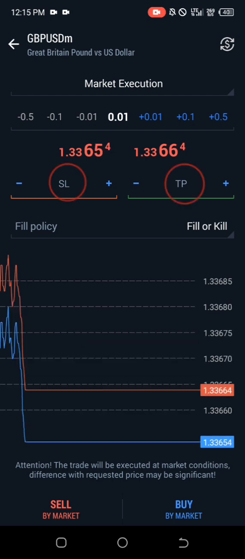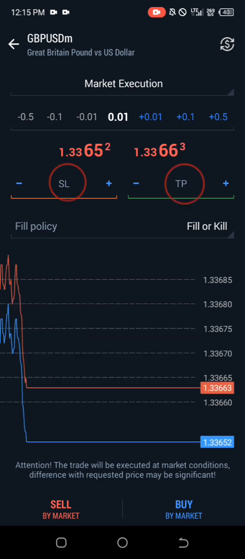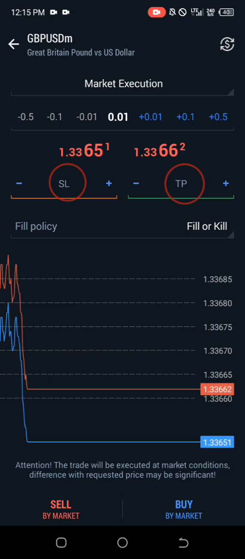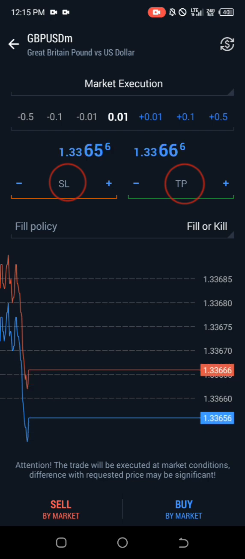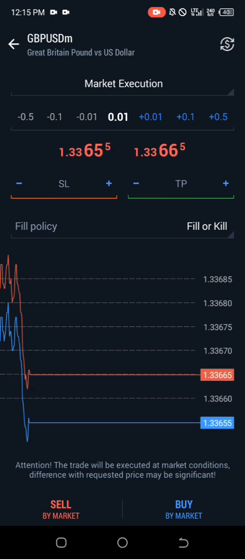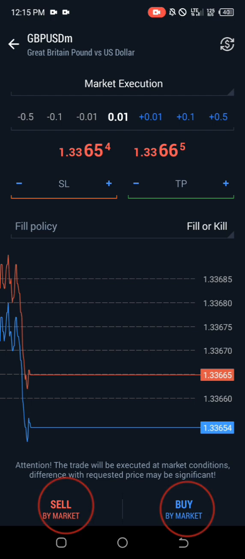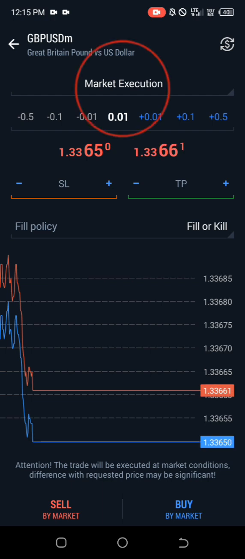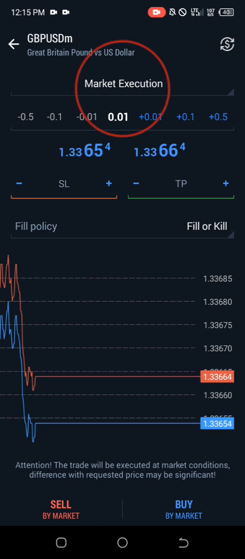That is market execution. You just have to input your SL, which is stop loss, or take profit, which is TP. You input your stop loss and take profit here, then you execute. You either buy or sell. You can see that down here, buy and sell. So that is for market execution. It is that simple. Market execution, you want to buy at the current market price.